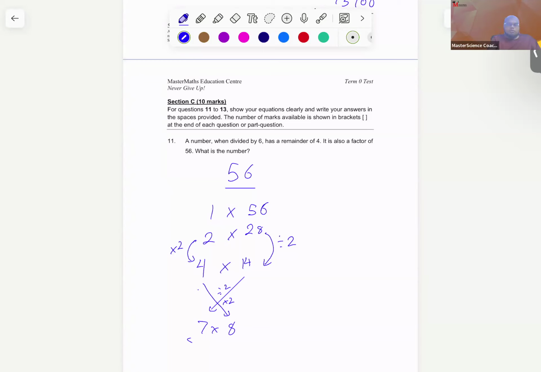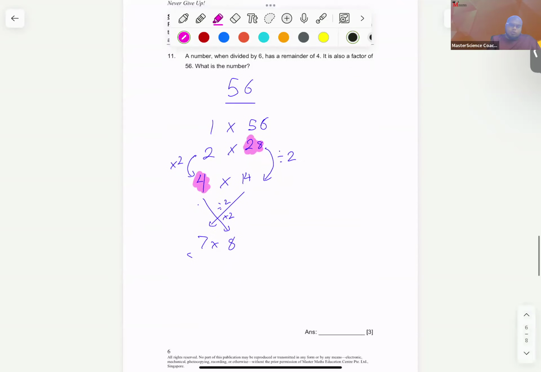So which of these numbers here, when I divide by 6, I will have a remainder of 4? Which one? 28. Actually, there's two options here. 28. The other number that can get a remainder of 4 is actually 4 itself. Because I put a 0 on top, then I minus 0, I get 4. Okay? So actually, there's two answers here. 28 or 4.